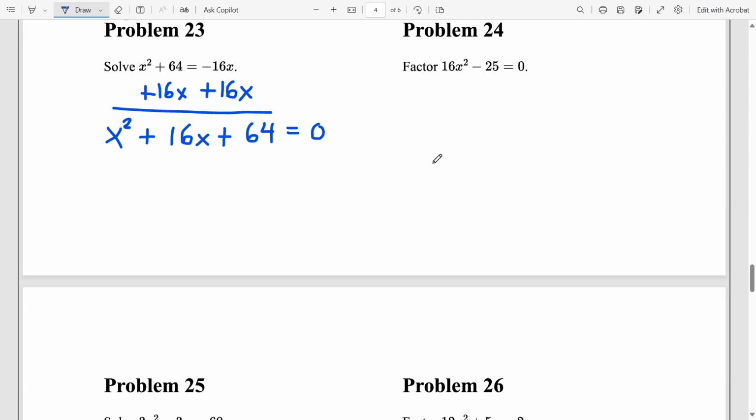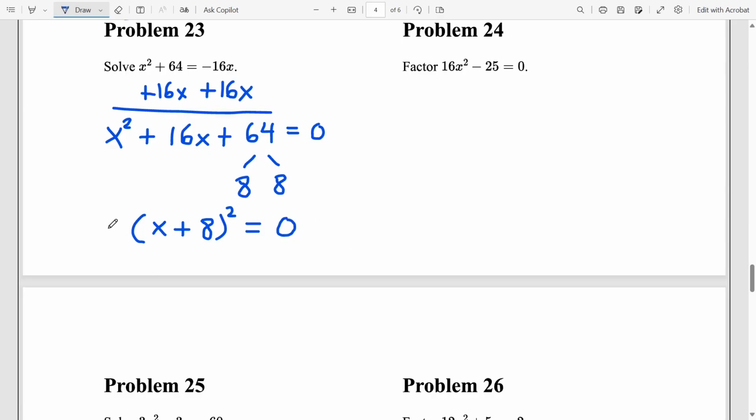So we want to get this into factored form. You may notice that this is a perfect square trinomial. And if we just list out the factors, we have a positive and a positive here. So we'd list out positive factors. You'd see that positive 8 times positive 8 equals 64 and adds to 16. So this would factor into x plus 8 times x plus 8, or another way to write that is x plus 8 squared. That equals 0.